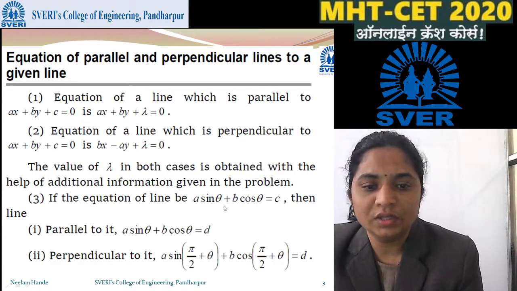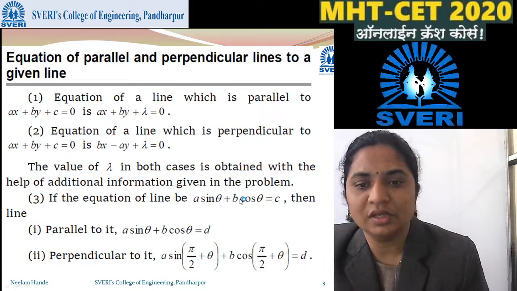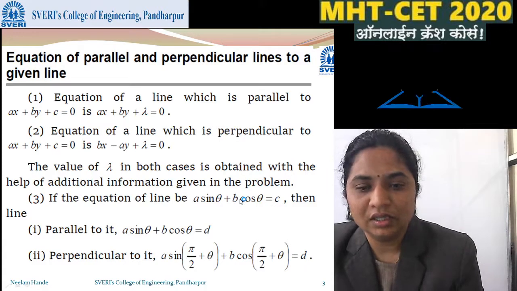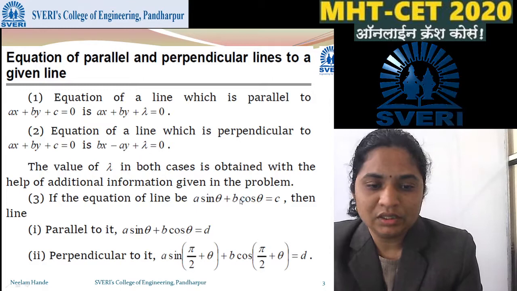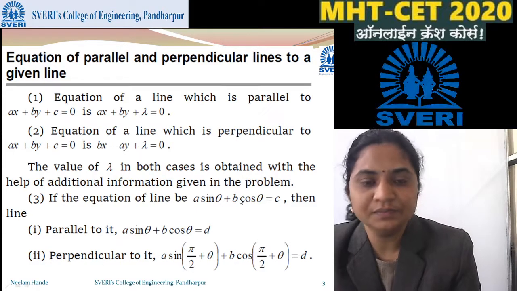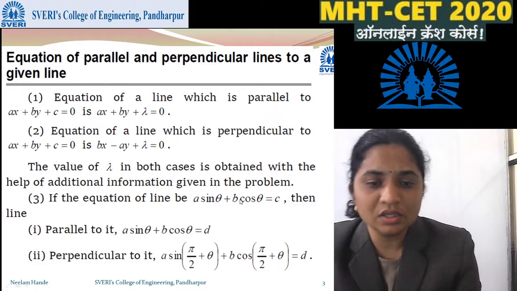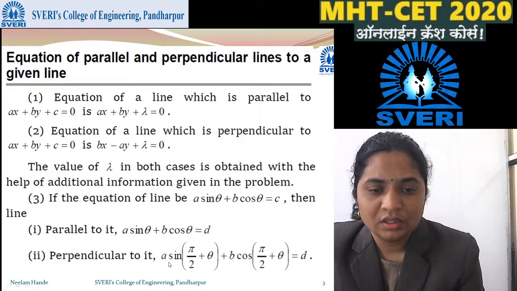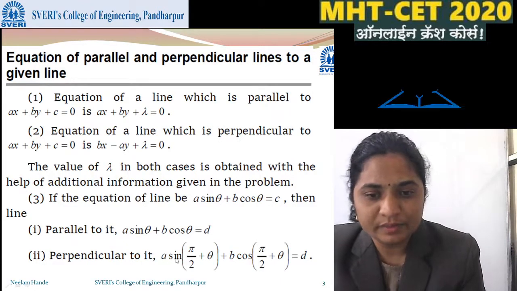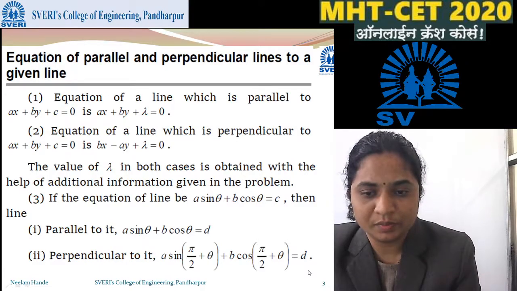If the equation of the line is a sin theta plus b cos theta equal to c, then the line parallel to it is a sin theta plus b cos theta equal to d. And the perpendicular one is a sin(pi by 2 plus theta) plus b cos(pi by 2 plus theta) equal to d.